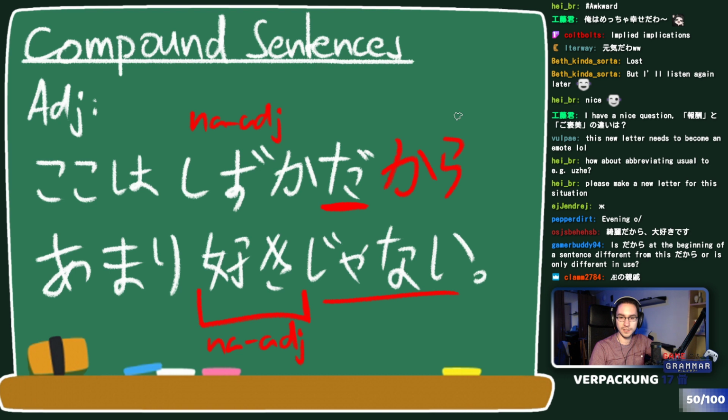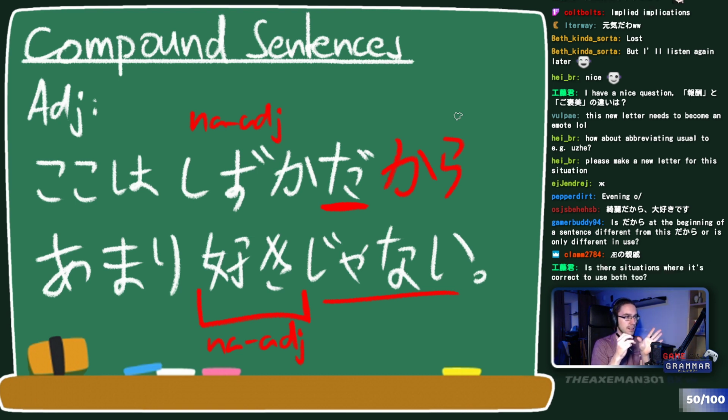Is だから at the beginning of a sentence different from だから in the middle? No, so that's something that we're also going to look at before the end of the lesson: variations on this scheme. Because Japanese is flexible in its sentence structure, you can often move things around. So starting a sentence with だから basically makes the previous sentence the cause. And then it gets a little bit weird, like, is that really the start of the sentence?